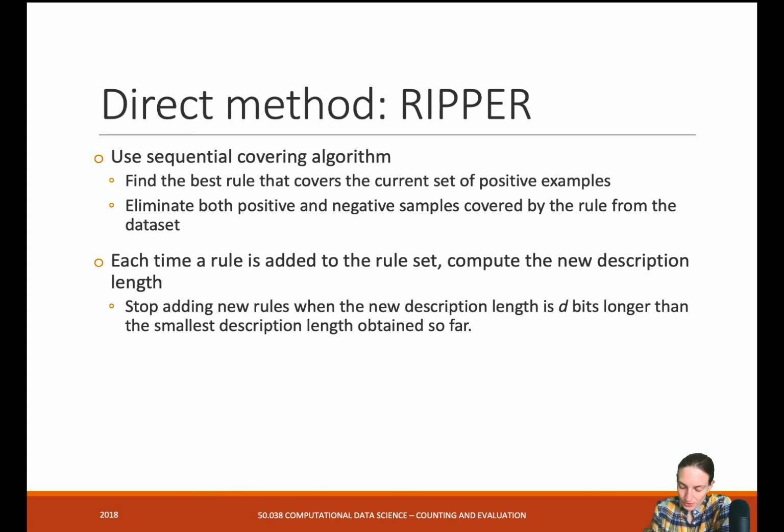We also compute description lengths, which is sort of the length of the rule set in terms of characters almost, and we stop adding new rules whenever this description length is d bits longer than the smallest description length obtained so far. So this is just a stopping criterion.